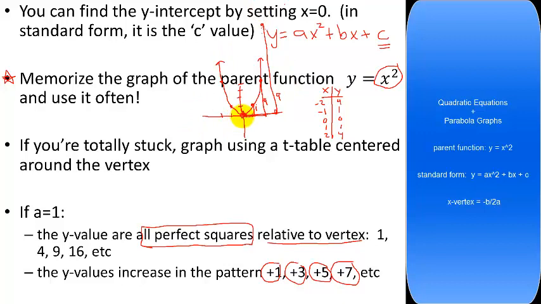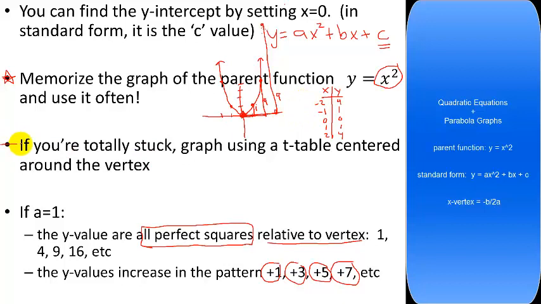Okay, so this is the parent function. It's always starting at the origin 0, 0, y equals x squared, basic graph, and you go left and right, same amount, perfect squares up. Okay, so graphing this one is pretty straightforward. But what happens when it gets shifted left or right and the vertex is somewhere else, or it gets reflected, or it gets stretched or shrunk? So graphing all those variations can be kind of tricky, and we'll spend a lot of time looking at all the different things you can do to a parabola.